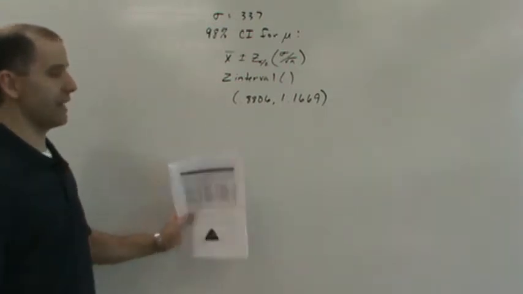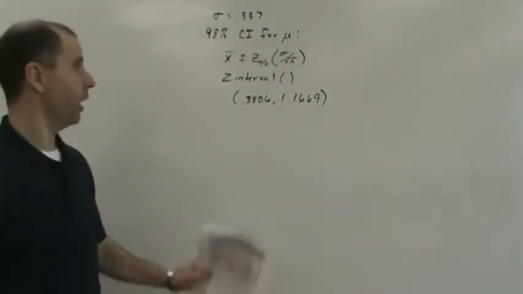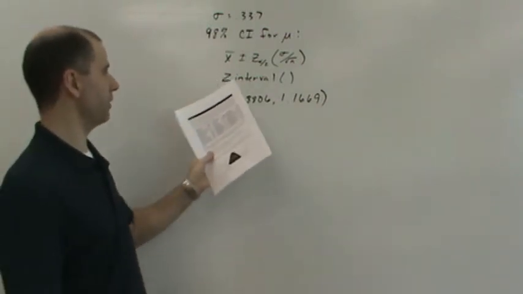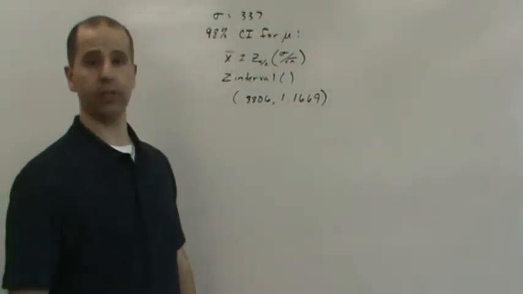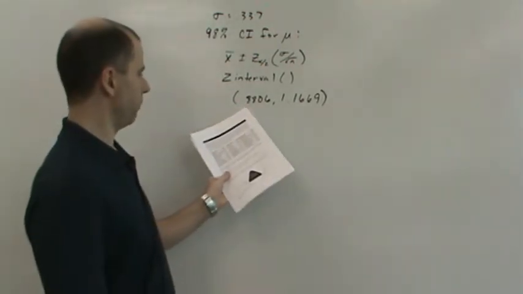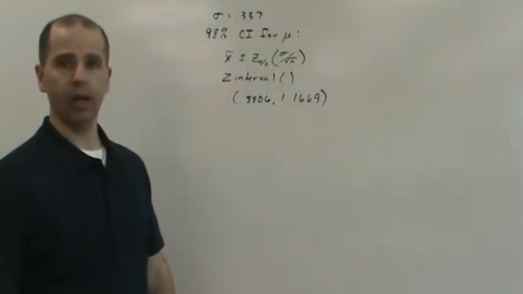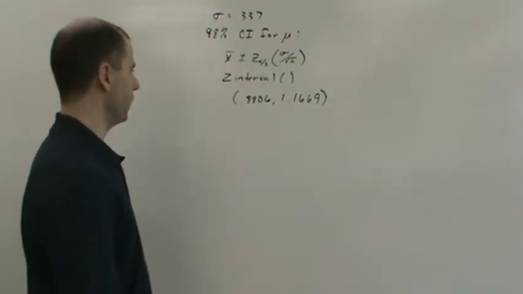Okay, so that's the 98% confidence interval. We are 98% confident that the true value for the specific absorption rate for all cell phones is going to be somewhere between 0.8806 and 1.1669. That's the interpretation.